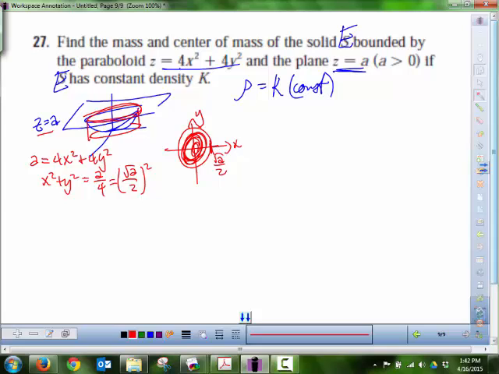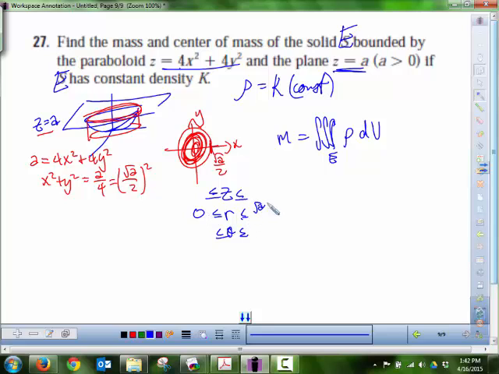All right, so let's find the mass. Mass is equal to the triple integral of your solid, and then the density function, which we found to be k. And so I need to set up the integral. I'm integrating with respect to z first, and then my r and theta are going to be easy now that we figured it out. R goes from 0 to square root of a over 2, and theta goes from 0 to 2 pi. How about my z? Where does it go?